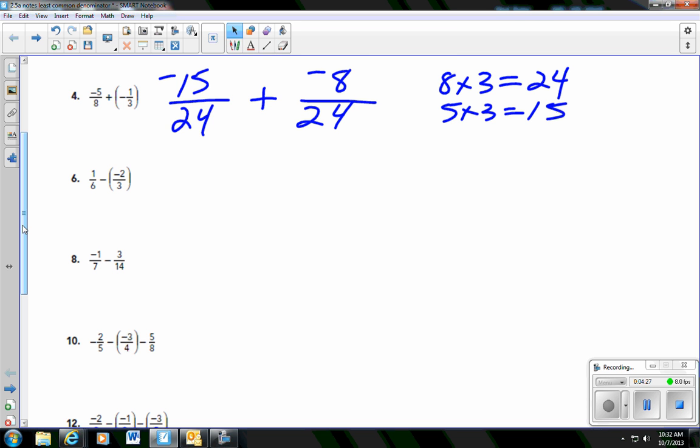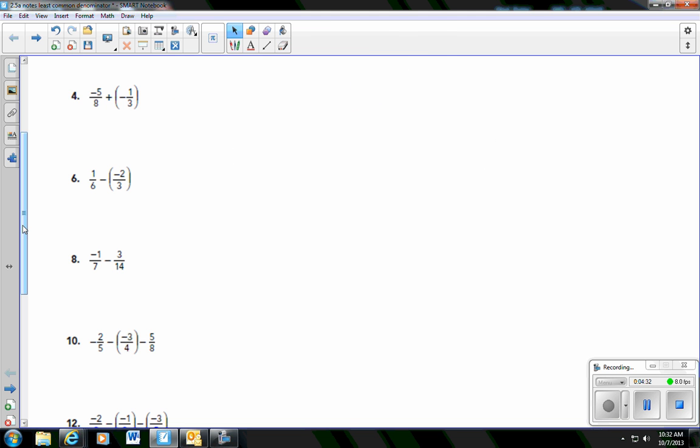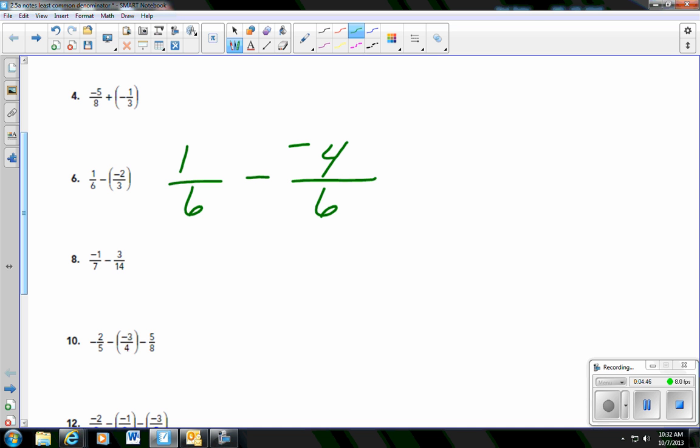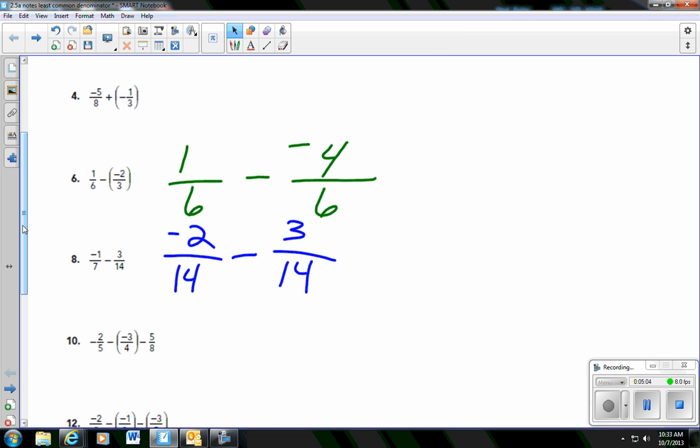And then we'll just keep going right down the list here and finding common denominators. So 6 and 3, that's a pretty easy one. That would be 6 as our common denominator. So 6 times 1 is 6, so 1 times 1 is 1. 3 times 2 is 6, so 2 times 2 is 4, and it would be negative. Okay. The number 8 there, 14 would be your common denominator. 7 would go into 14, so you'd have negative 2 minus 3/14. There's those two. Get those written down.